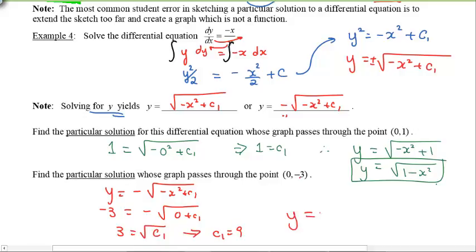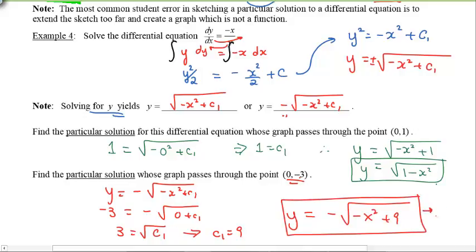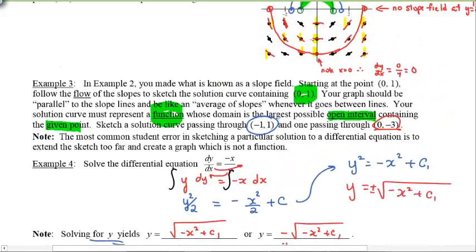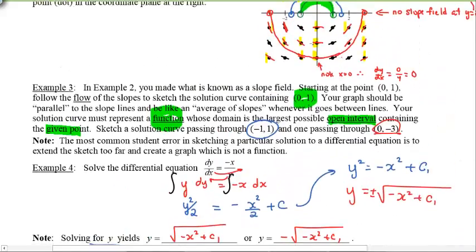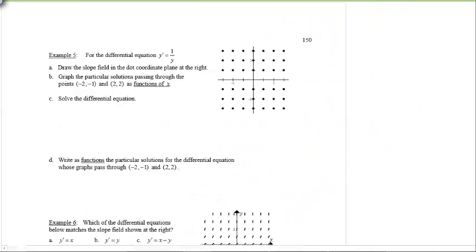Therefore, the particular solution for this one, where the graph goes through the point 0, negative 3, is y equals negative root of negative x squared plus 9. And I hope that makes sense to you, because that really is the half circle that is below the x-axis. All right, let's keep going. Next page.